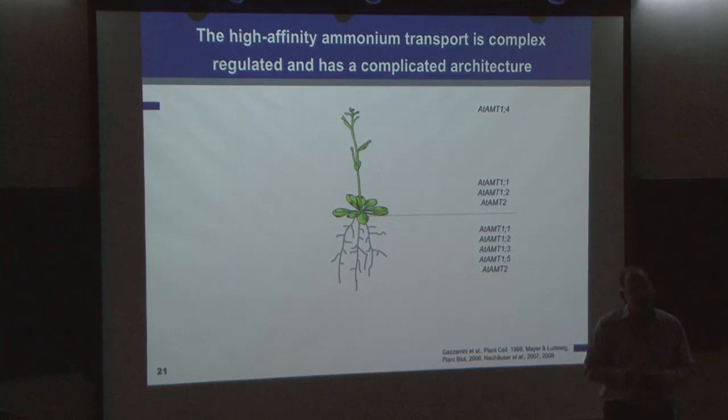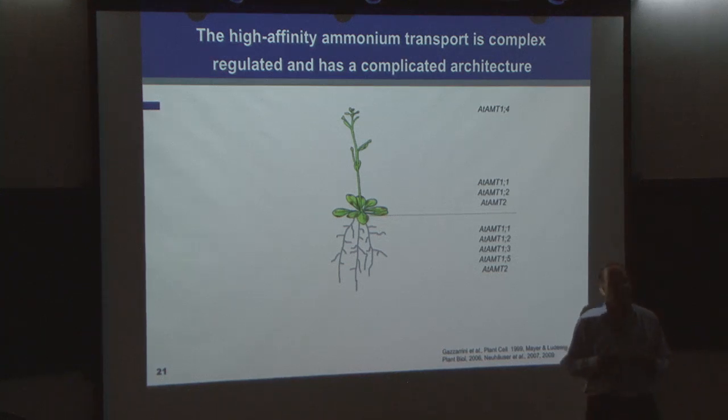This low affinity system is still genetically not clear, what it is. The high affinity system is encoded by AMT, ammonium transporter genes, AMTs. And these AMTs were identified around 20 years ago. At that time, we did not know whether we have several families or so.